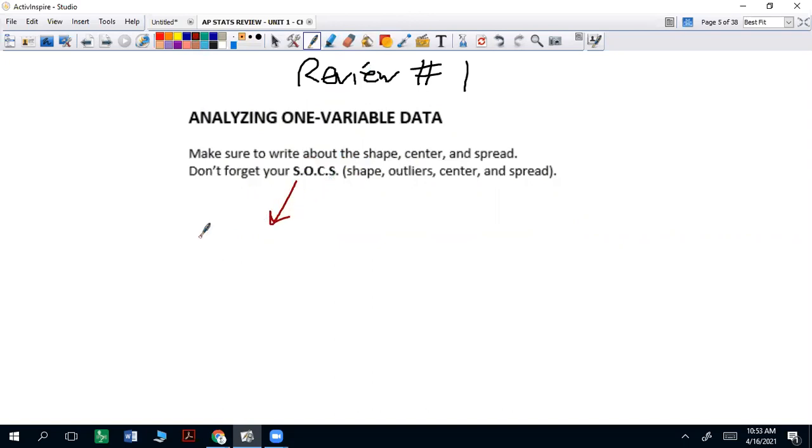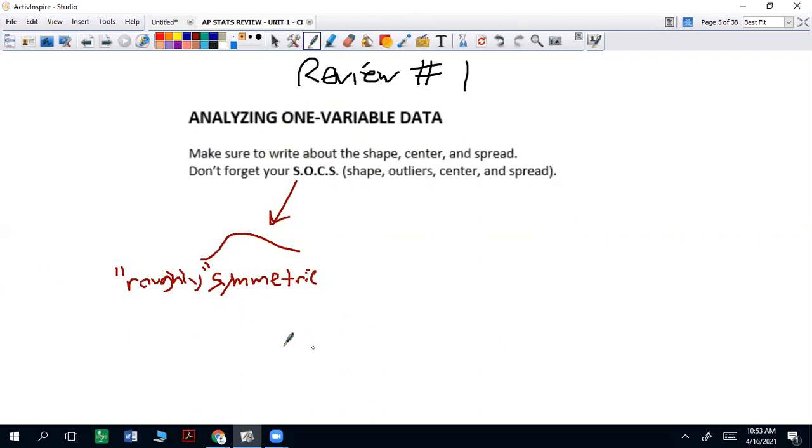Now, shape, we're talking about, is it roughly symmetric? Do you ever say anything's perfectly symmetric? No, but you might say it's roughly symmetric. So don't use the term normal unless you're told it's normal, all right? Don't say this shape is normal. You don't know it's normal unless you're told it's normal, okay?